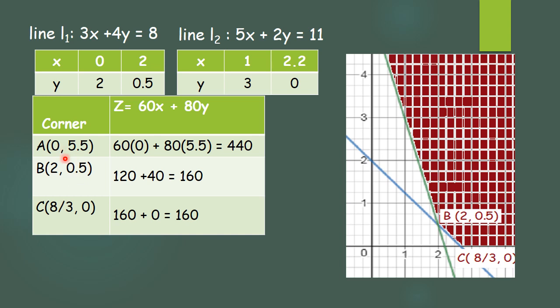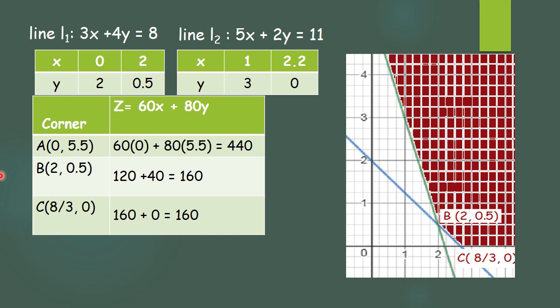We will try to find out the value of z, which is given by 60x plus 80y. So just replace x as 0: 60 into 0 plus 80 into 5.5. So we will get 540. For 2 and 0.5, we get 60 into 2, that is 120, and 80 into 0.5 is 40. So we'll get 160. Here for 8 by 3, we will get 160 plus 0, so that is 160.